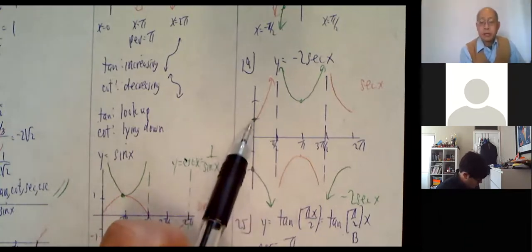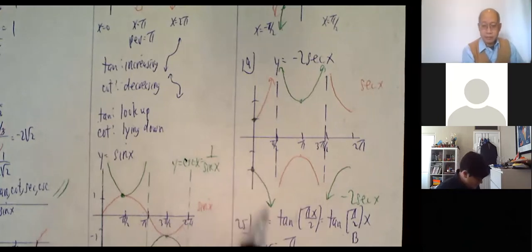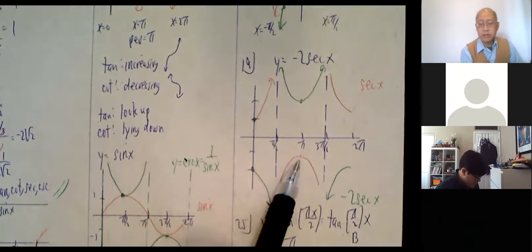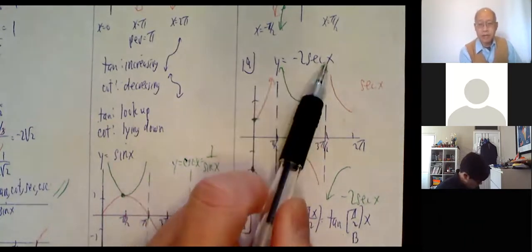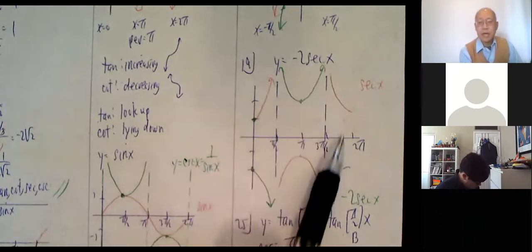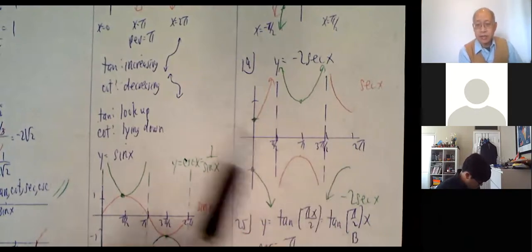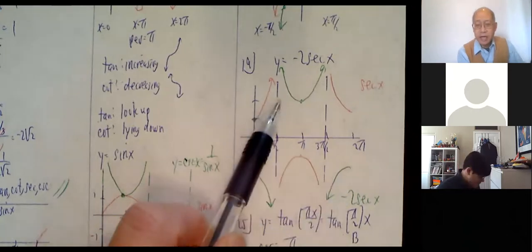Okay, so here the y value is 1. So what happens when you multiply by -2? You get -2. So it's down here. It goes like that. How about here? The y value used to be -1. -1 times -2 is 2. So it goes like that. And likewise over here, the y value was 1. It's now down at -2. It goes like that. Okay, so what I have in green is -2 secant x.